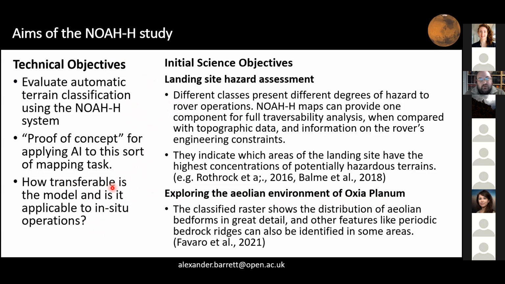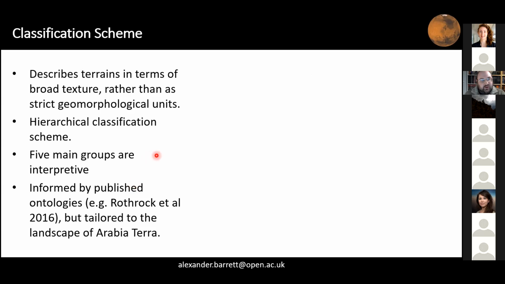The question arises, we've trained this model in these two sites called Morphalis and Oxia Planum, both of which are located in the Arabia Terra region of Mars and were candidates for the ExoMars landing. We now know that it's going to land at Oxia Planum. And what we want to do is see whether this training, this classification, can be applied to other regions of Mars. And there's some very important reasons that I'll come back to later for why we want to do that.